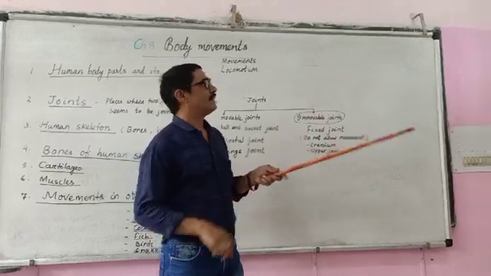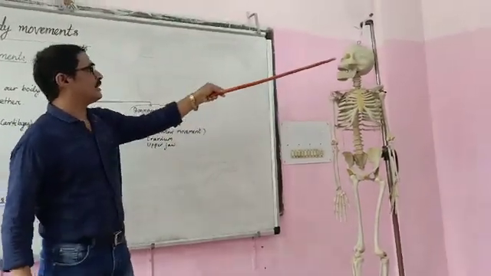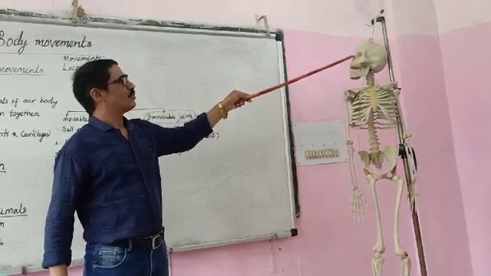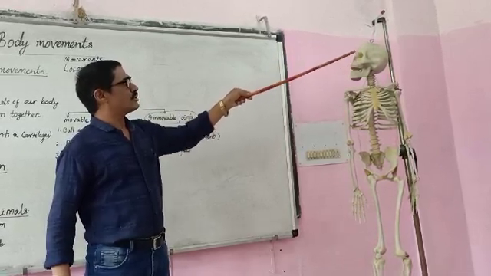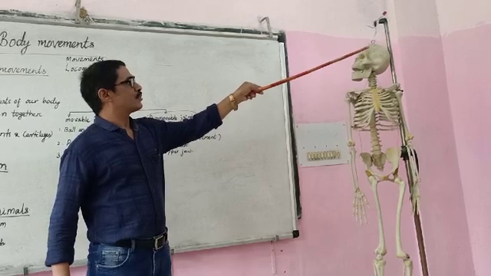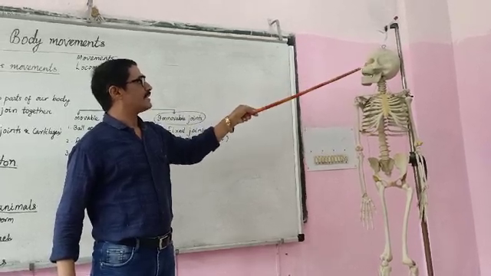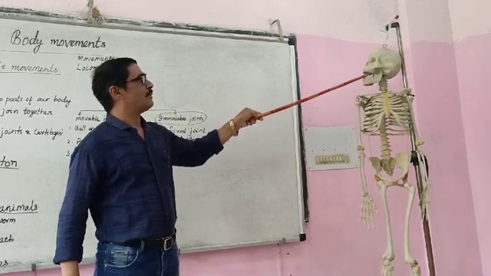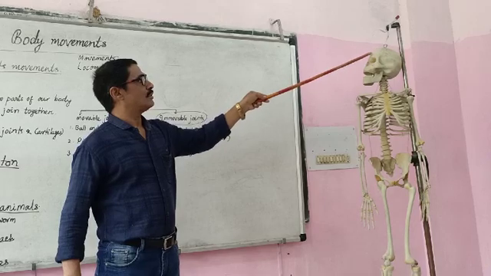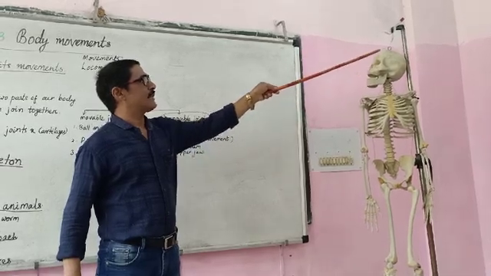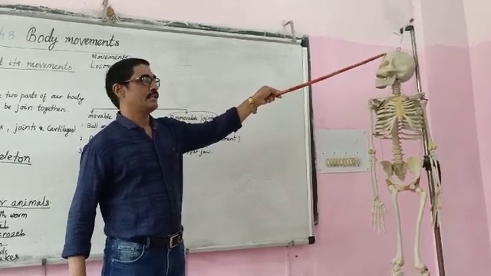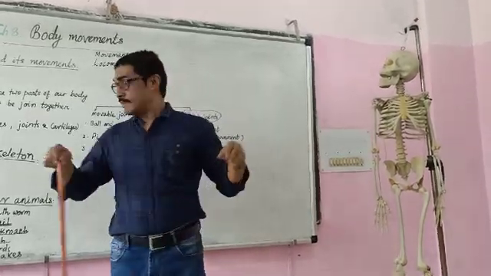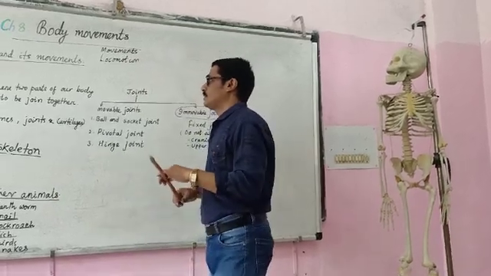Another type of joint, the immovable joint, is found in the skull region. The skull consists of two parts: the upper jaw and the rest of the skull, and the lower jaw. The lower jaw is movable, but the upper jaw and the rest of the skull are not movable. It is an immovable joint. So these are the different types of joints.